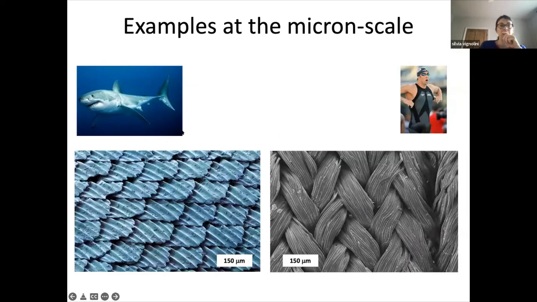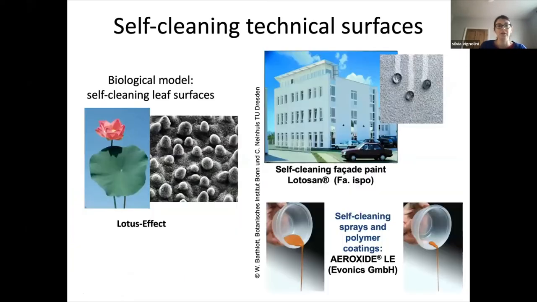And finally, to go back from the macro scale to the micro scale, these are some examples of biomimetic material used, for example, in swimming clothes for athletes in high competition, that mimic the structure you have on shark skin. At the beginning, they even banned this type of swimming suit because the athletes were reaching world records, because the resistance of water with this type of architecture is much lower.